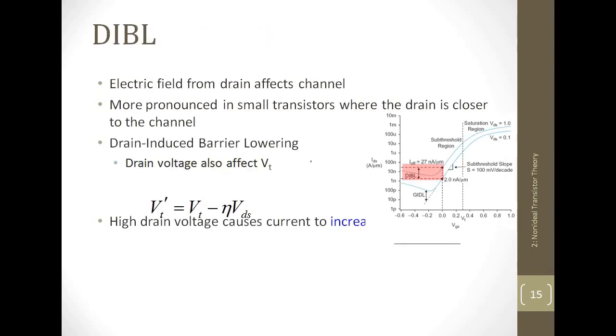Next is DIBL, drain induced barrier lowering. It is the electric field from the drain which affects the channel. It is more pronounced in small transistors where the drain is closer to the channel. So the drain voltage also affects VT. If the drain voltage is more, then the VT, as I showed you before, might be reduced. High drain voltage causes the current to increase, which means the threshold voltage will reduce.